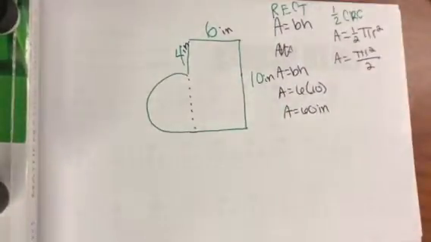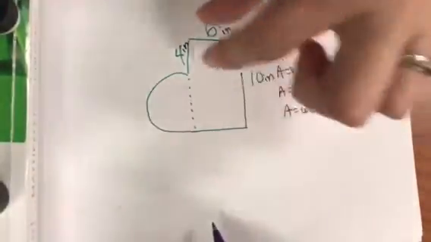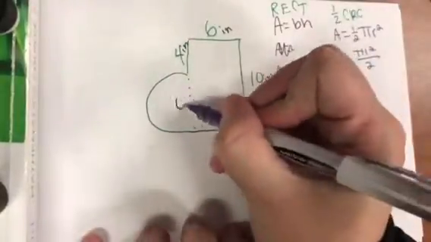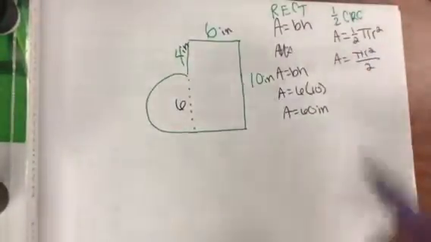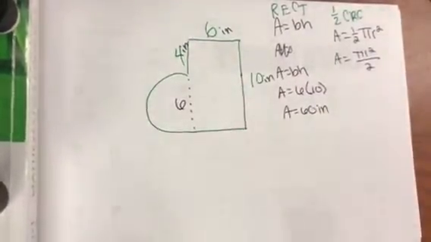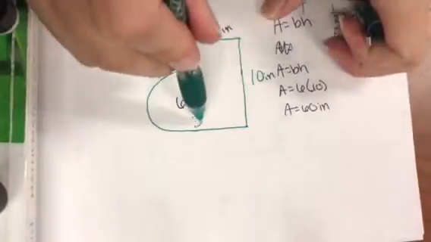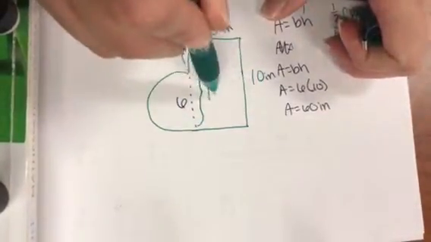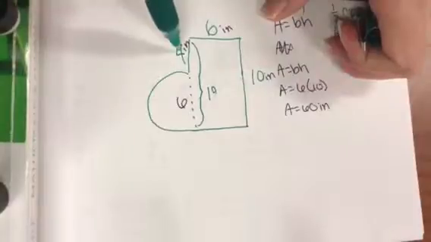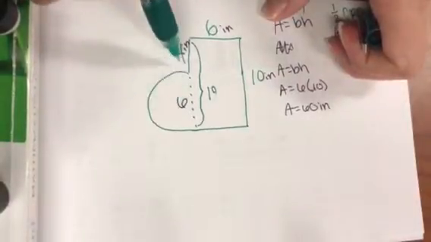Oh, wait, Miss Green, I don't have a radius. Okay, we've got 10 here. And we've got 4 here. So this is 6. Is my radius 6? Wait, I subtracted 10 minus 4. Okay, here we go. Because this whole thing right here is the same as that because it's a rectangle, so it's 10. So if this is 4, it has to be 6 because 6 plus 4 is 10.